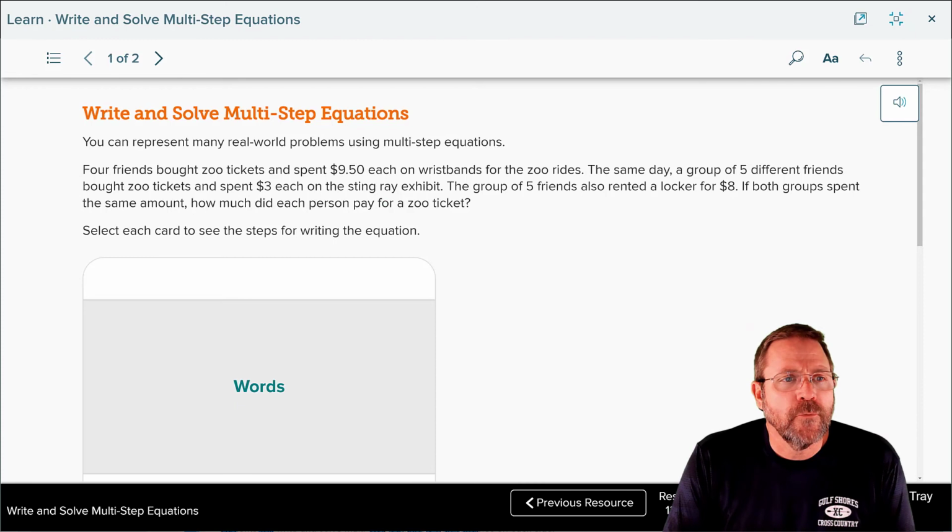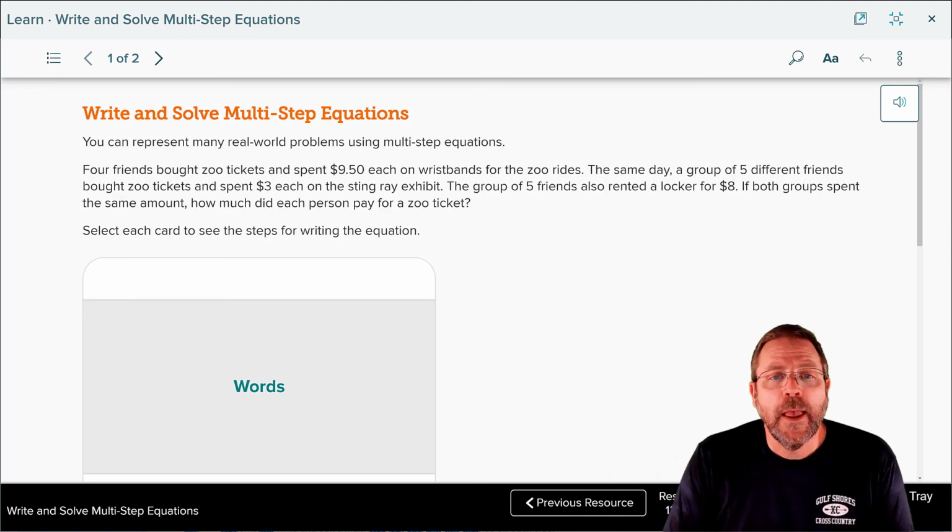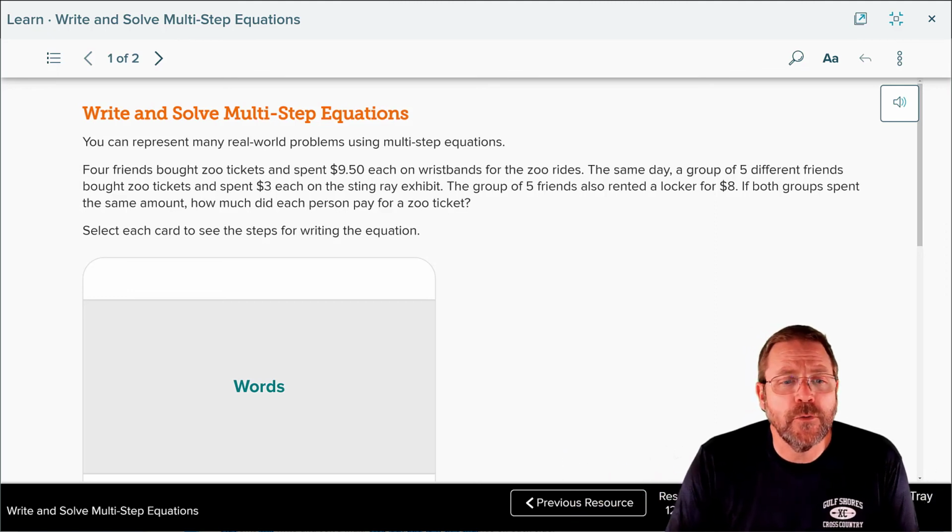Carrying this in a little bit further, we've got 4 friends who bought zoo tickets, and spent $9.50 each for wristbands for zoo rides. The same day, a group of 5 different friends bought zoo tickets as well, and they spent $3 each on a stingray exhibit. The group of 5 friends also rented a locker for $8. If both groups spent the same amount of money, meaning the two sides are going to be equal, how much did each person spend on the zoo ticket?